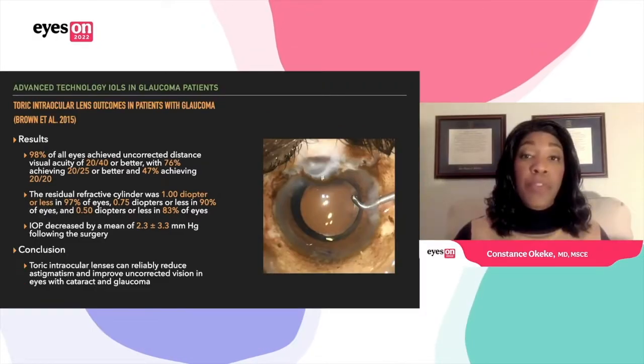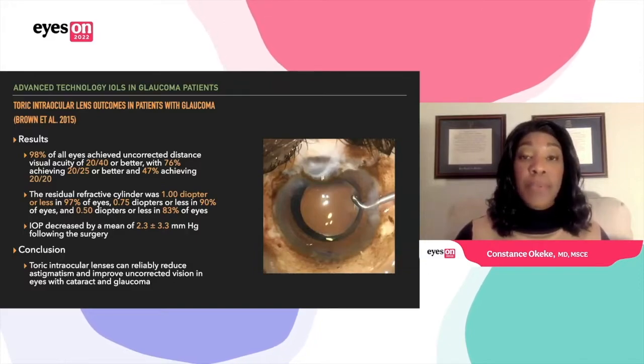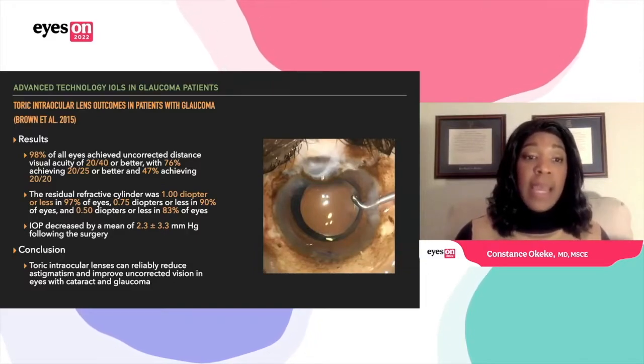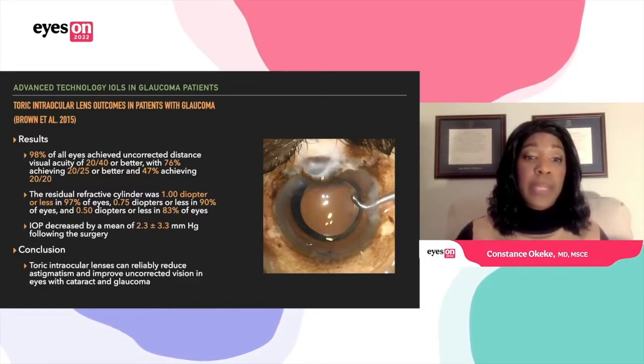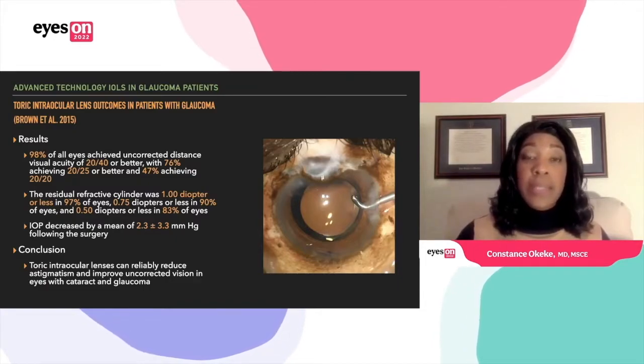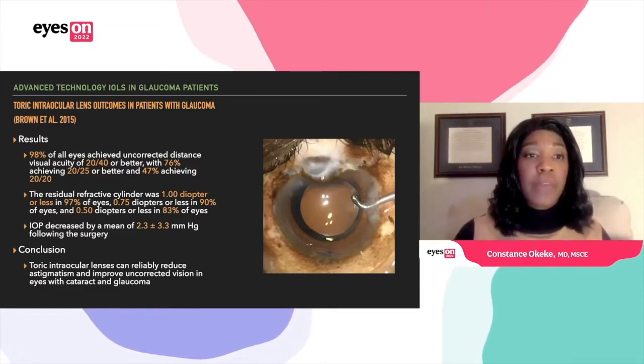In terms of the residual refractive error, 97% had 1 diopter or less, and 83% of eyes had 0.5 diopters or less. So this shows that toric lenses can be very beneficial in patients who have glaucoma.